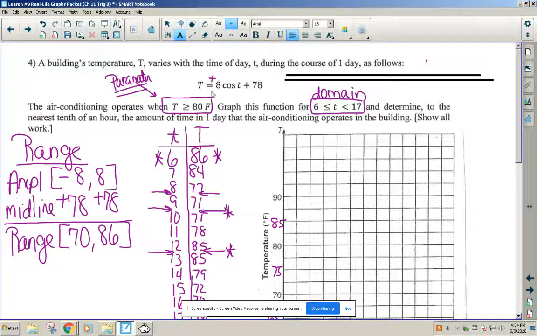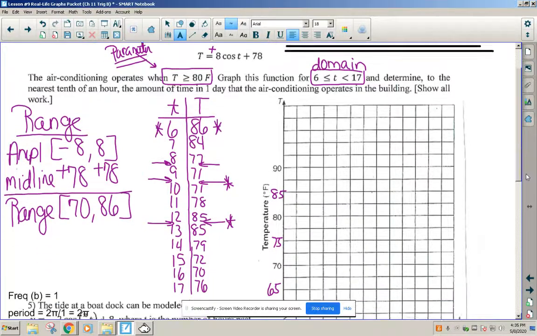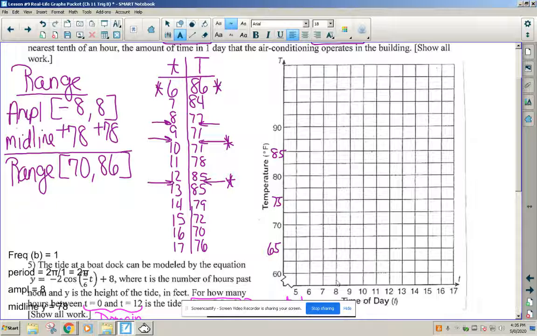Now, the formula is 8 cosine of the time plus 78. What that's telling me is that my amplitude is 8. And my amplitude is going to oscillate 8 down, and 8 above the midline, which is 78. So if my amplitude is going up and down 8 and my midline is 78, the range of my values is 70 to 86.